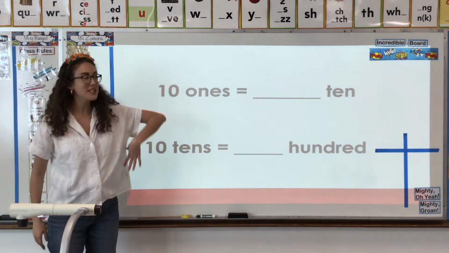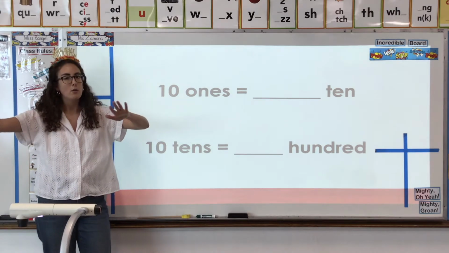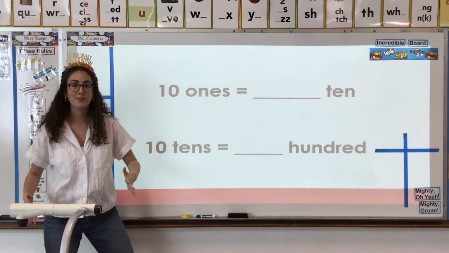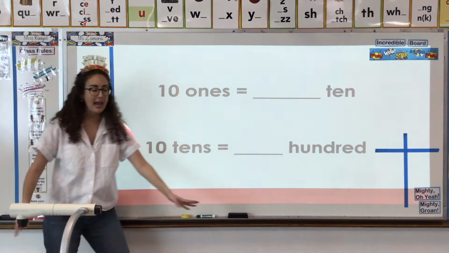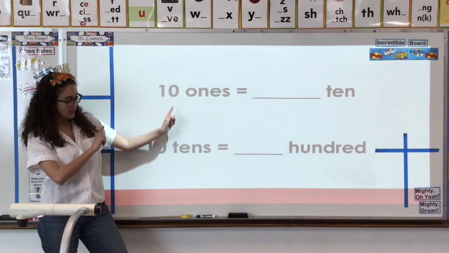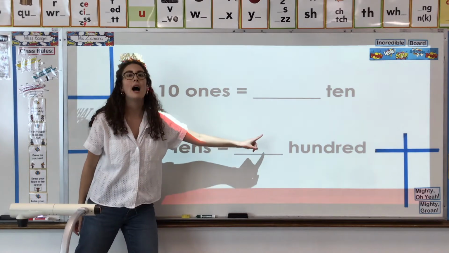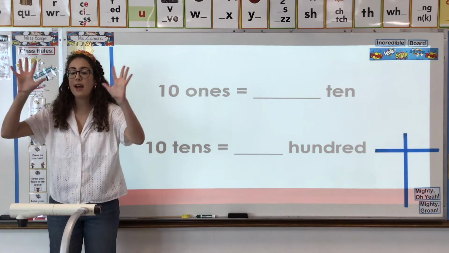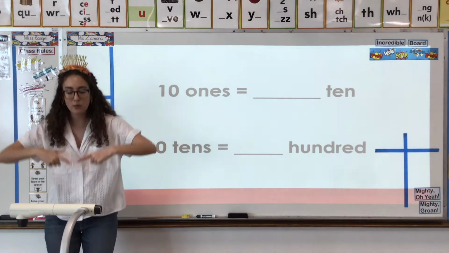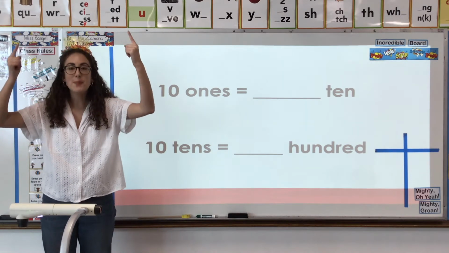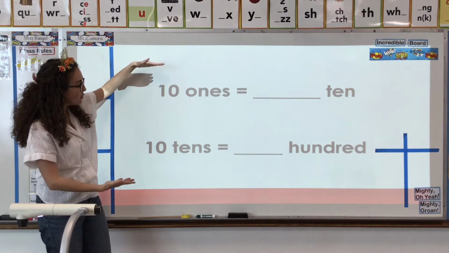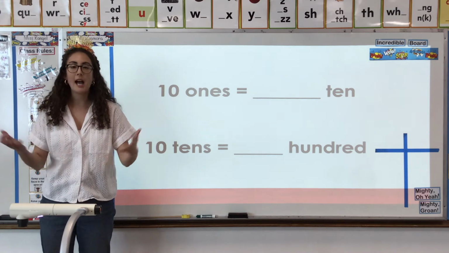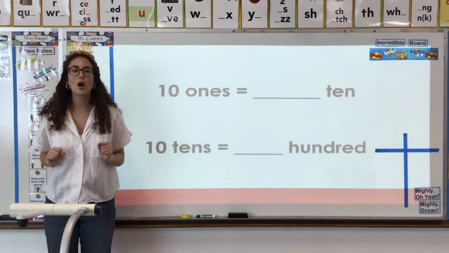But quickly, I want you to shout out this knowledge nice and loud. What do you got, second grade? 10 ones equals what? 10, and 10 tens equals 100. Exactly. All because, can you say it with me? 10 of a smaller unit equals 1 of a bigger unit. Exactly. So whenever we get a group of 10 ones or 10 tens, we know that is our time to bundle to get that larger unit.